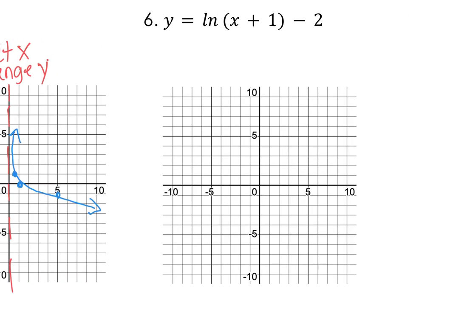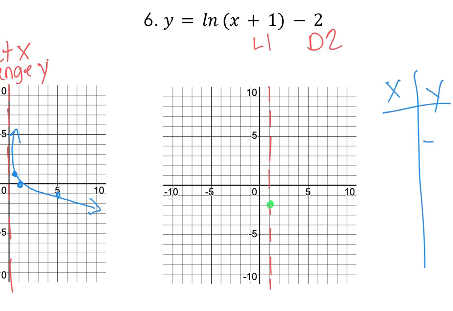Number 6, we have natural log here. This x plus 1. This plus 1 means our vertical asymptote will go to the left 1. So let's go and do left 1. And then our origin here will go down 2. So let's go ahead and move that origin down 2. There is our new origin. Now let's get our x and y values. Right, y's are -1, 0, 1 because it's a log graph.